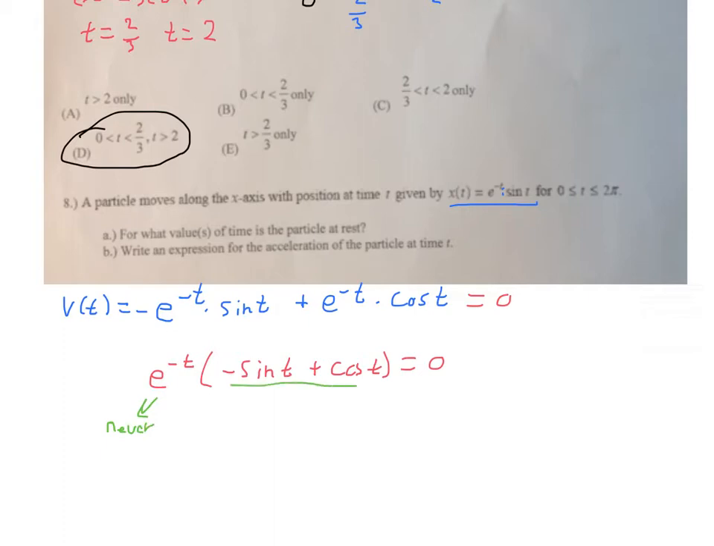From this part, if I add over the sine of t, when does the cosine of an angle equal the sine of an angle? There are two places on the unit circle where the cosine and the sine equal each other. That is when t is equal to pi over 4 and 5 pi over 4.